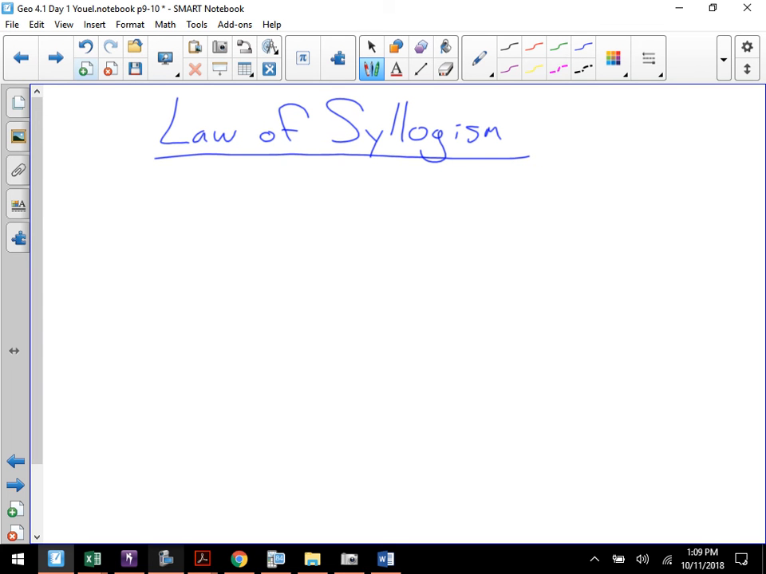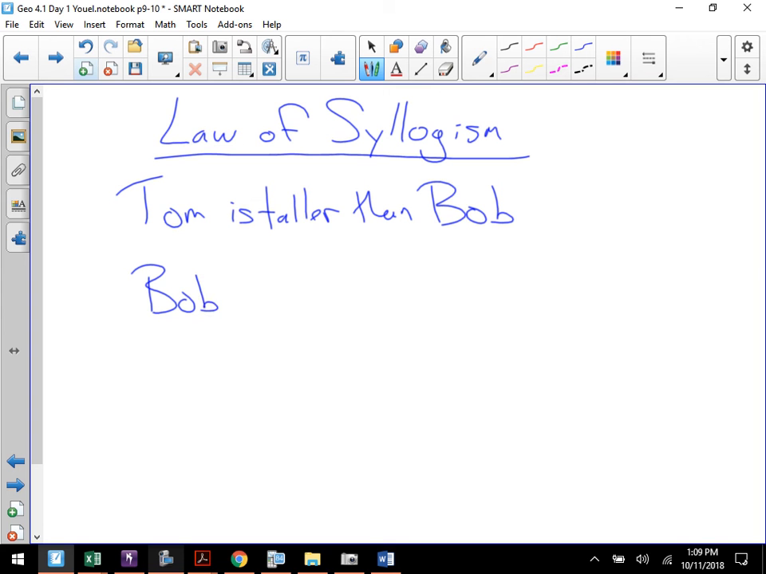Yeah, and the one that we did with this one was, I think we did Tom was taller than Bob. You had a sentence like this, or an instance. Tom is taller than Bob. Bob is taller than Bill. Therefore, what conclusion can you come up with? Tom is taller than Bob, or Bill, excuse me.